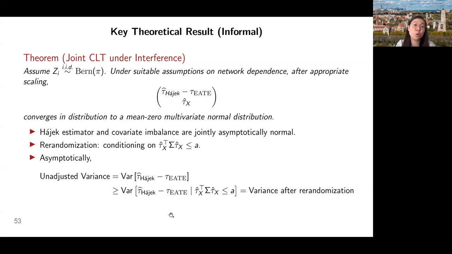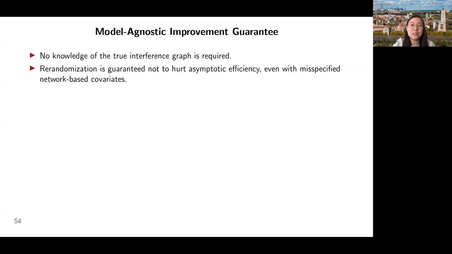And to achieve this, we don't have to know anything about the interference structure. You just come up with your covariates and take that into your re-randomization procedure, and you get an asymptotic variance that is actually smaller than the unadjusted variance. So no knowledge of the true interference graph is required. Re-randomization is guaranteed to not hurt asymptotic efficiency even with misspecified network-based covariates. Of course, the better your covariates, the better the variance improvement. But just to get the no-hurt property, you don't actually have to know the true interference graph.